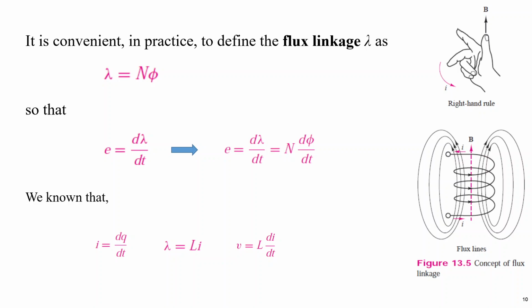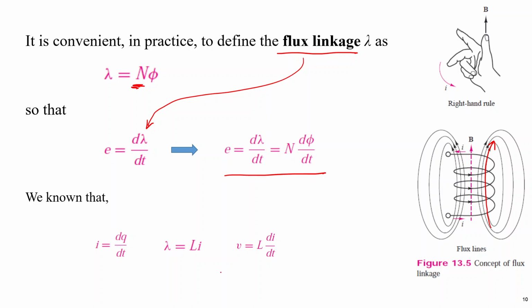The flux linkage is calculated as the total flux: the number of turns times one flux, because it passes through many coils, so it is multiplied by N. And the electromotive force may be calculated by dλ/dt. Lambda is the total flux linkage. It's a similar equation.